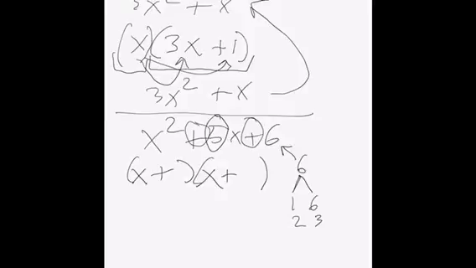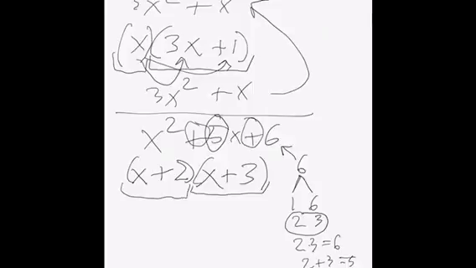So does 1 plus 6 equal 5 or 2 plus 3 equal 5? 2 plus 3 equals 5, so I'm going to pick 2 and 3. Because 2 times 3 equals 6 and 2 plus 3 equals 5. So I'm going to put down a 2 and a 3, and now I'm done. And you can check if you want to make sure that I've really factored it, because if you FOIL x plus 2 times x plus 3, you'll end up with x squared plus 5x plus 6. So that is the final answer.